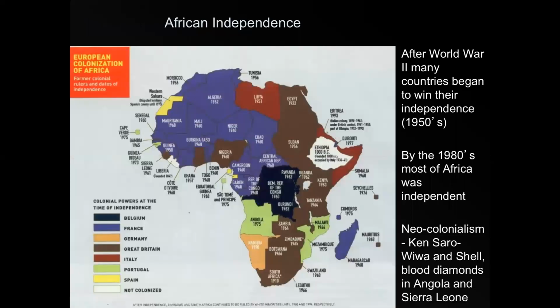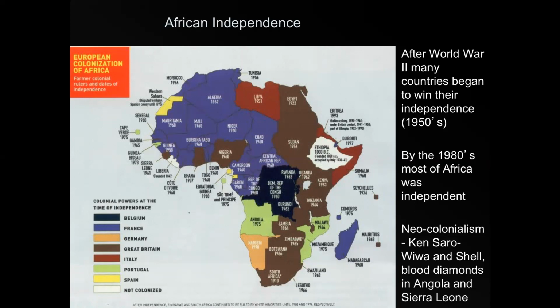So African independence, I should probably put those in quotes because it's a certain amount of independence. But not quite. So after World War II, many countries began to win their independence. Many Europeans wanted to give up some of their colonies, but others wanted to put these incredibly long timetables on it, and the Africans in different places had to take it into their own hands in uprisings and form their own governments. By the 1980s, most of Africa was independent.